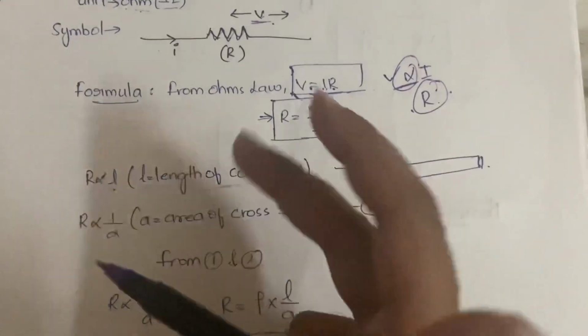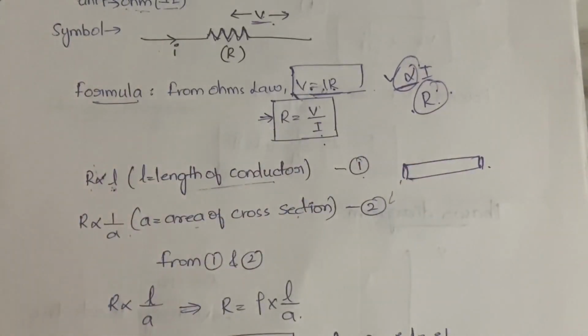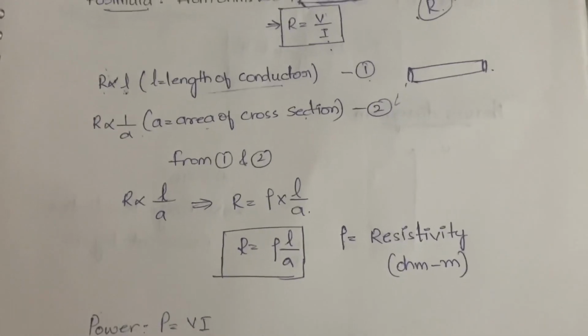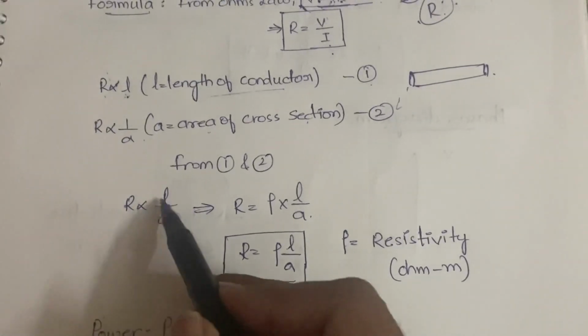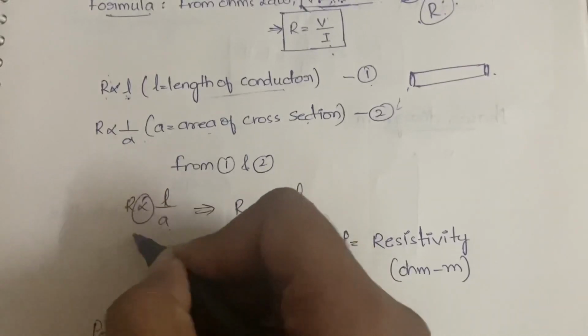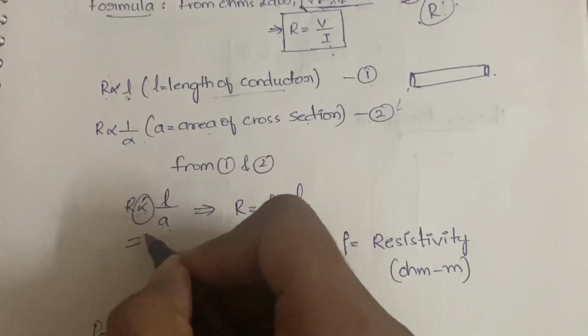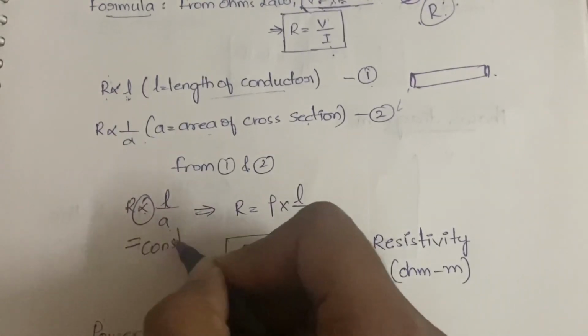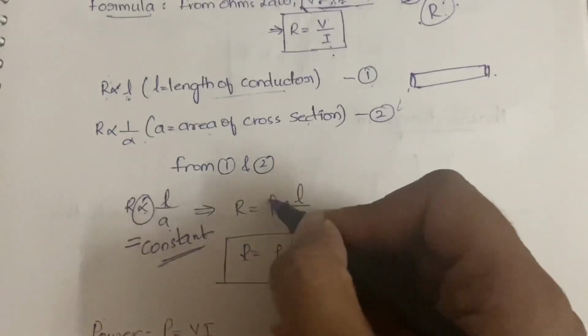Got it? So from both equations 1 and 2, by combining both, you can say that R is directly proportional to L by A. Right? So whenever you remove the proportionality, whenever you make it an equals sign, you will be getting a constant. So that constant is nothing but rho here.